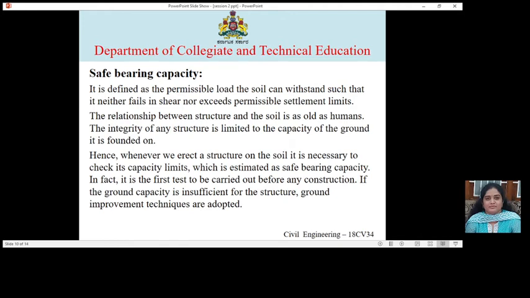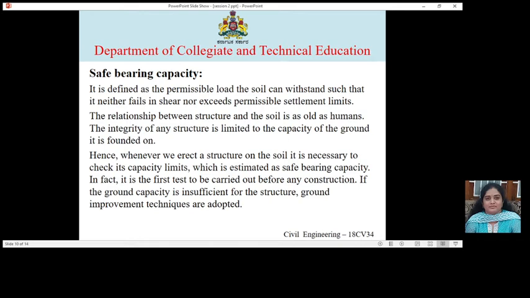The relationship between structure and soil is as old as humans, because a structure is built on soil, so any structure depends on the capacity of the soil. This is the most important step, as the integrity of any structure is limited to the capacity of the ground it is founded on. You might have seen buildings constructed in rock areas, in soft soil, and in sandy soil. There will be a huge difference.